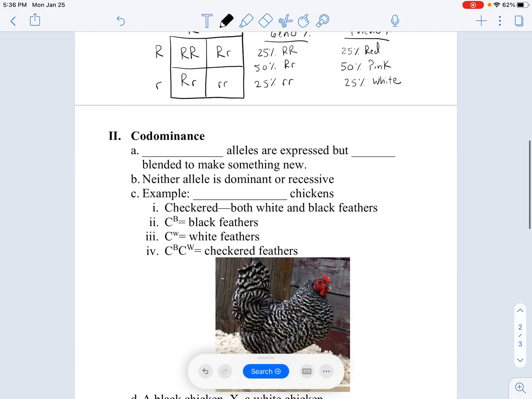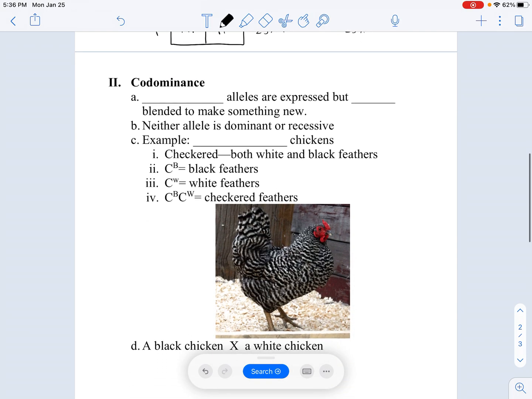The second type of expression is called codominance. And with codominance, both alleles are expressed, but not blended to make something new. Neither allele is dominant or recessive. They are expressed equally with no blending.